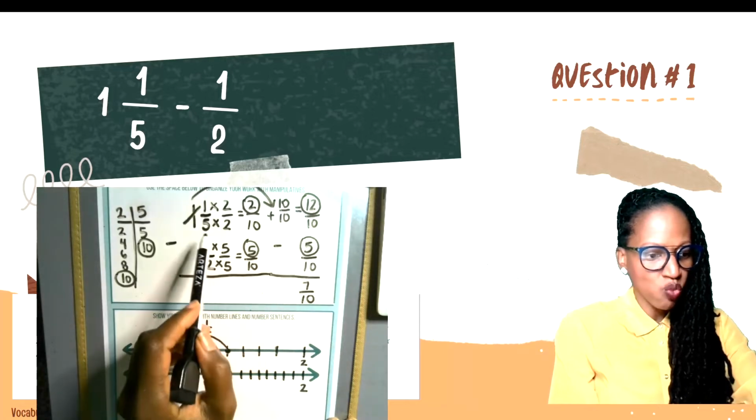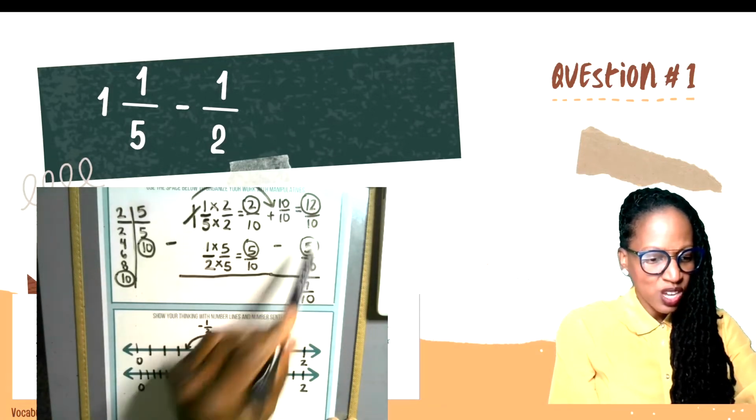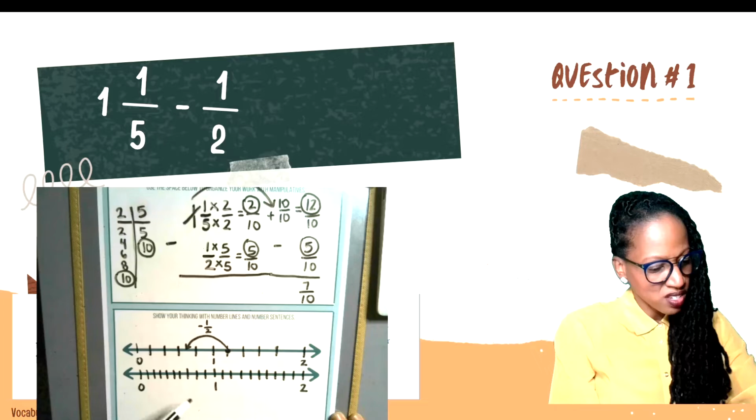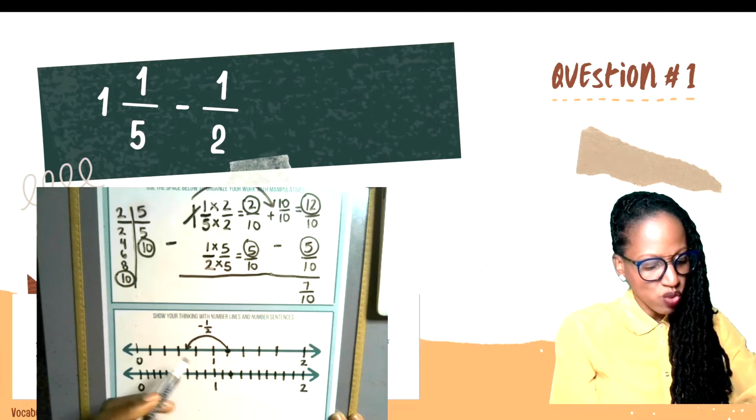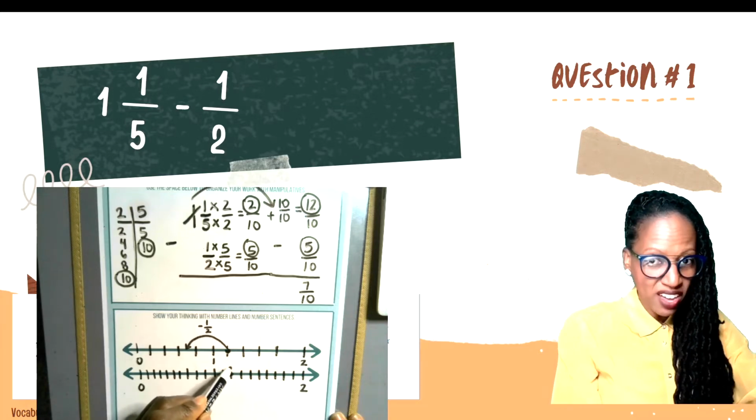We realize that 1 and 1/5 is the same thing as 12 tenths. So this is 10 tenths. I know this is 10 tenths, 11 tenths, 12 tenths. So now I'm going to take away 5 tenths. So I'm going to jump back 5 times.